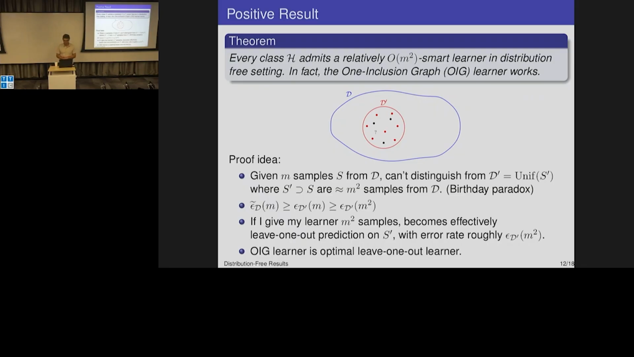Questions? So I can't distinguish D from D prime. That means my certifiable error rate is at least the best possible error on D prime. D prime is m squared points, and I'm competing with m points. I give myself m squared points, so I basically have the entire distribution except for my test point. That's leave one out prediction, and I know how to do that.